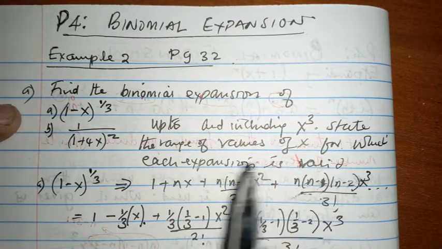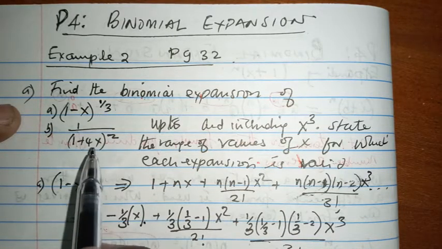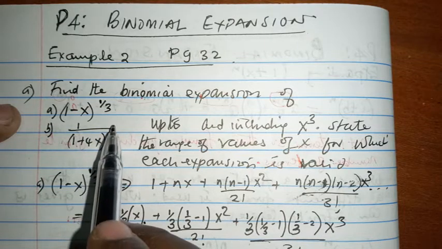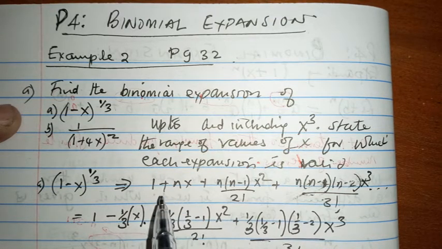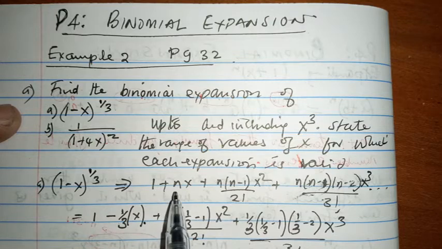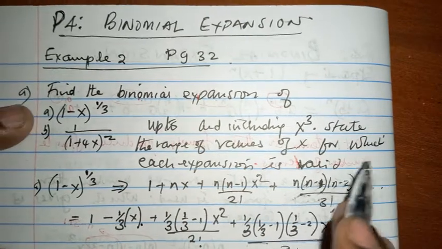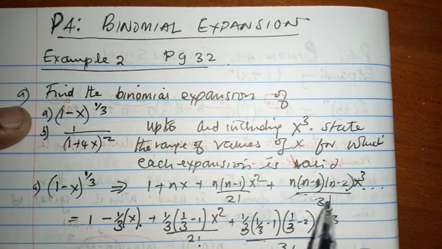Because you can see in this particular part the index is a fraction, and in the second one the index is going to be negative because it's going to appear at the numerator, we can only use this approach: 1 plus nx plus n(n minus 1)x squared over 2 factorial plus n(n minus 1)(n minus 2)x cubed over 3 factorial.